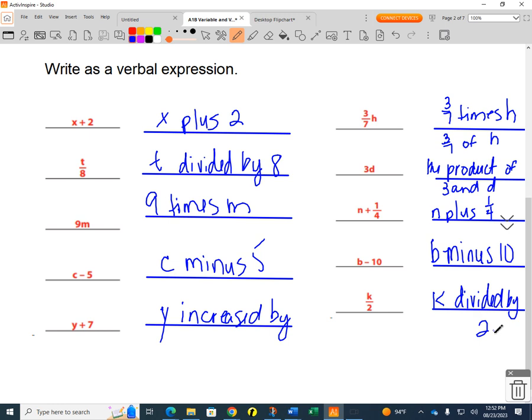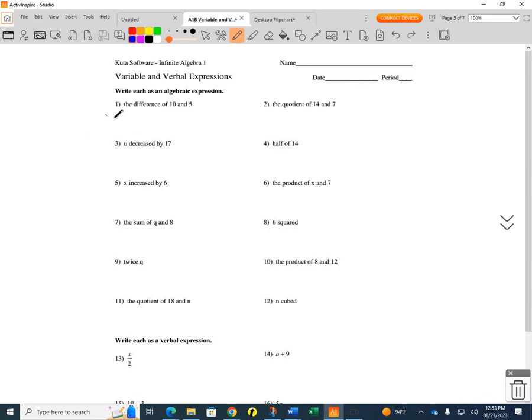I'm going to go to the page. Yay. Look at me. I'm so organized for a change. I got the worksheet right there. I forgot I had it.